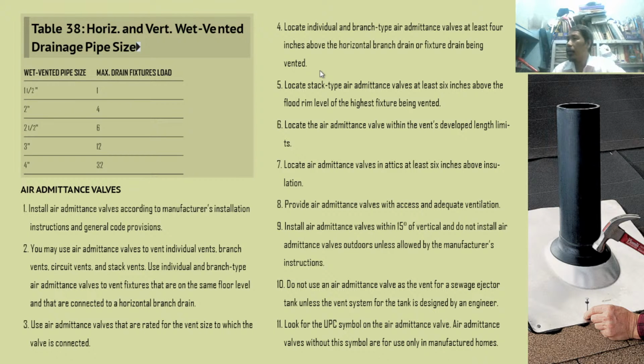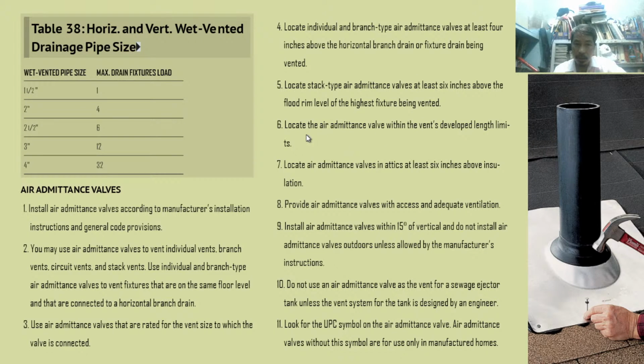So usually we attach the branch vent 6 inches above the flood rim level. But here we are attaching the air admittance valve at least 4 inches above the horizontal branch drain. Then the location of the valve is at least 6 inches above the flood rim level.